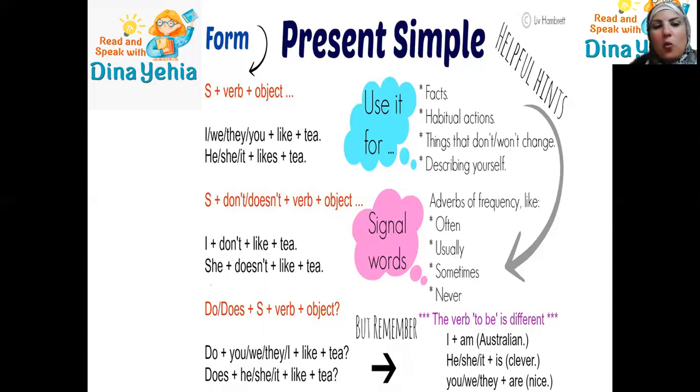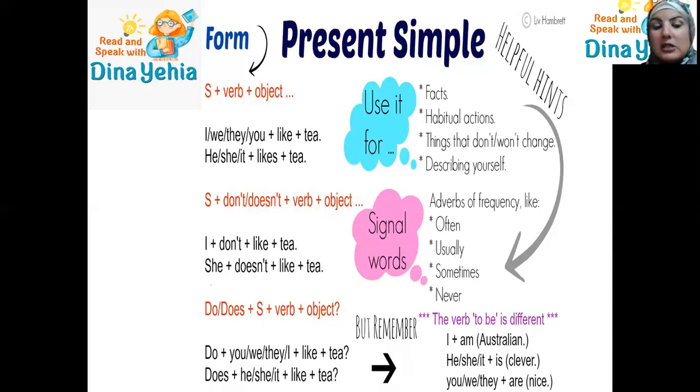Ms. Dina, what about the negative form? All my students know well that negative means not. So negative, not. If I want to form a negative from a verb that ends with S, I should use does not have or does not like.